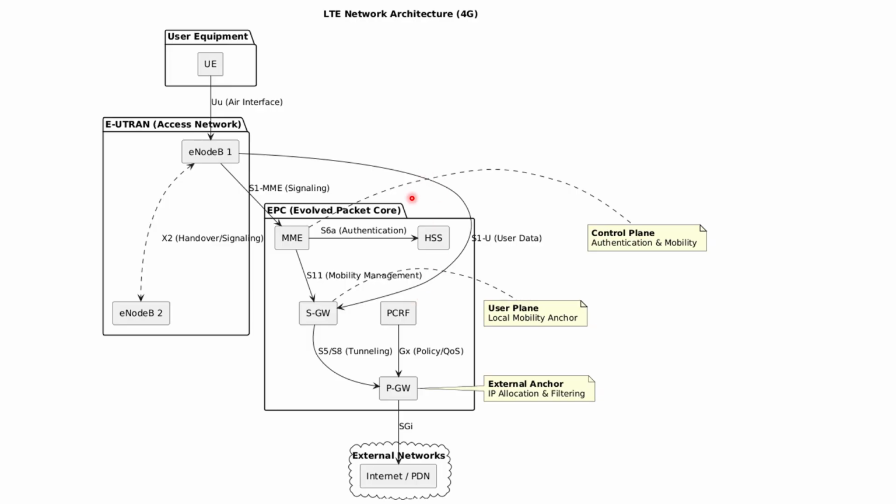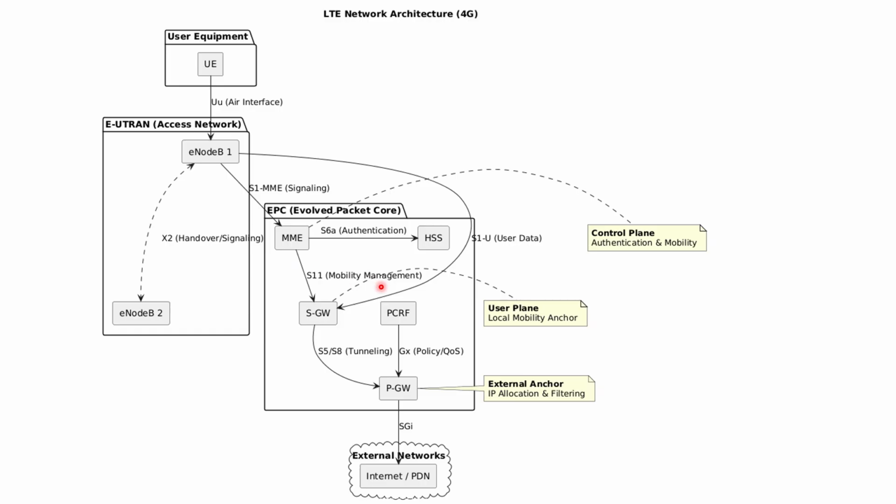it is designed to be purely packet switched, so that it can provide high speed data with low latency. Here we have the control plane, user plane, and some external network anchors. The control plane is used for authentication and mobility, and the main node is the MME, that is Mobility Management Entity. The MME is the primary control plane node in the LTE core, and it manages the session states, authentication using the HSS, and handles UE tracking and paging.